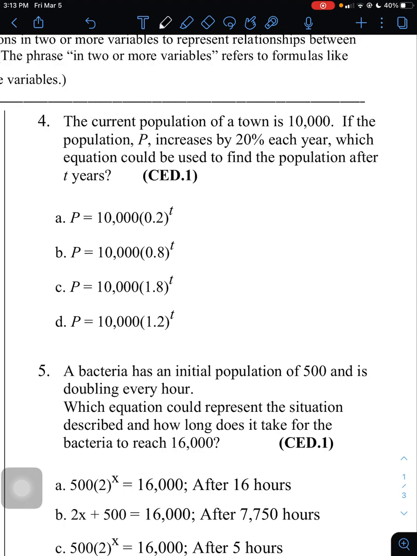Now, question 4. Question 4 says the current population of a town is 10,000. If the population increases by 20% each year, which equation could be used to find the population after T years? So let's just act like they asked us for 3, because that T years may throw us a little bit off. So let's just act like they said 3, right? So what will we do? Since we see that 20% there, we will automatically think of using this equation here.